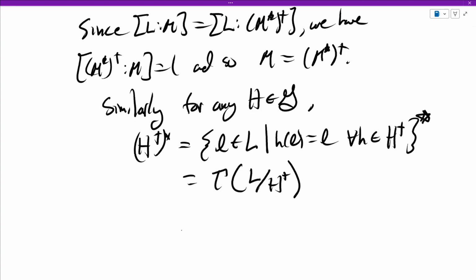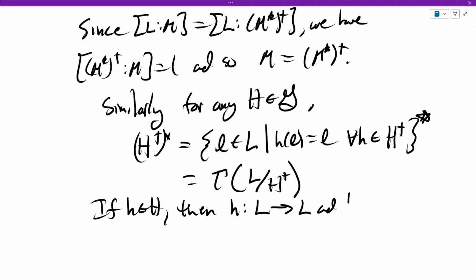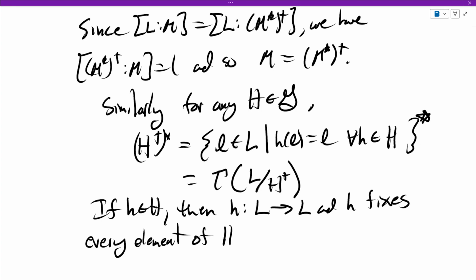Now, what's true here? If h is in H, then H is a subgroup of the Galois group, so h certainly goes from L to L. Sorry, this should be an H, not H dagger. And h certainly fixes every element of H dagger, because H dagger is the collection of all things that are fixed by everything in H. So if I have something in H, it fixes everything there. So h is certainly an element here.